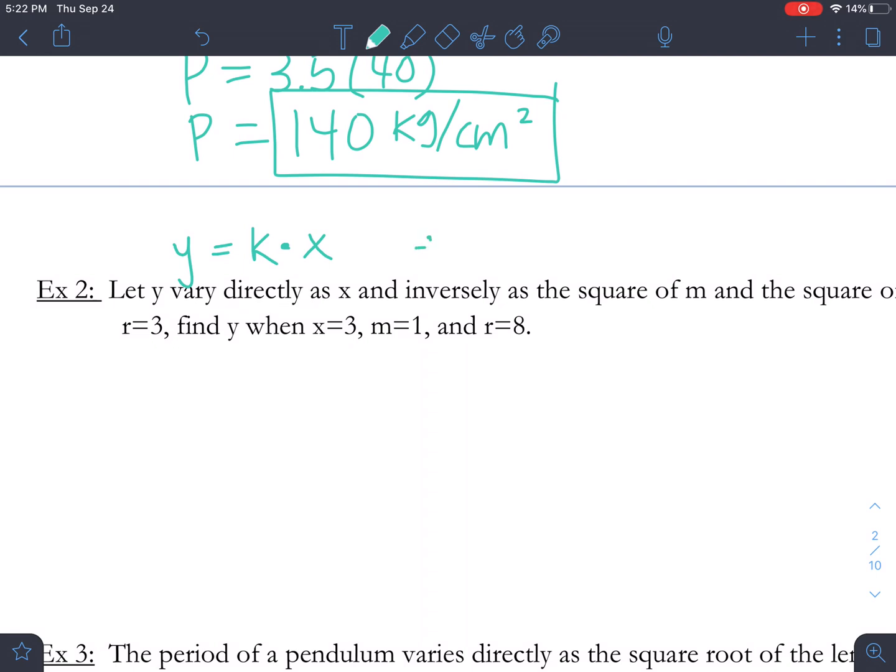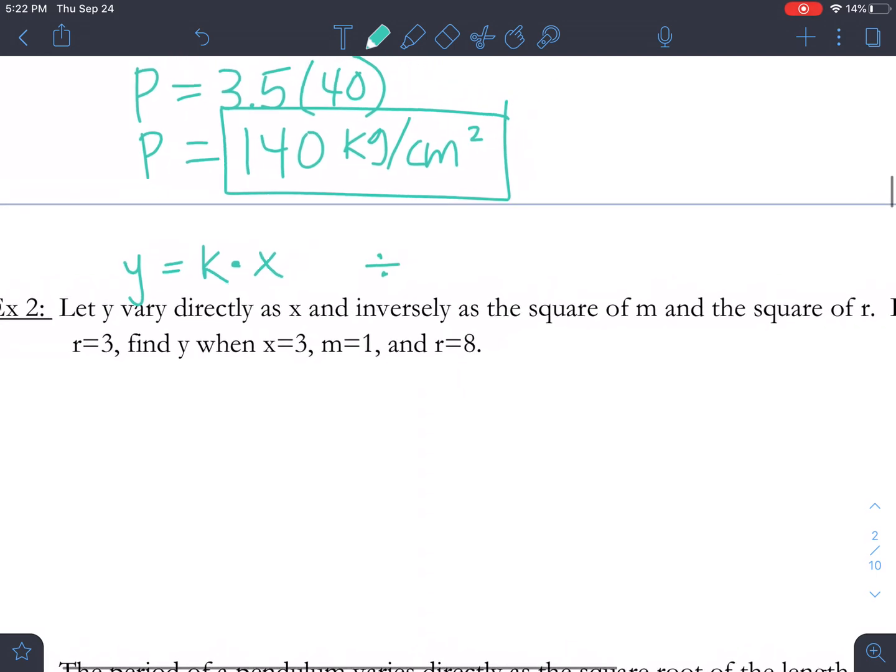And inversely, I'm going to put division with the square of m and the square of r. Square of m would be m squared. Square of r would be r squared. That's different than square root of m, right? Square of m means m squared. So let's try to write this down before we look at other info.